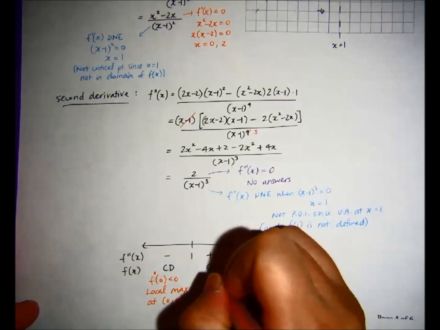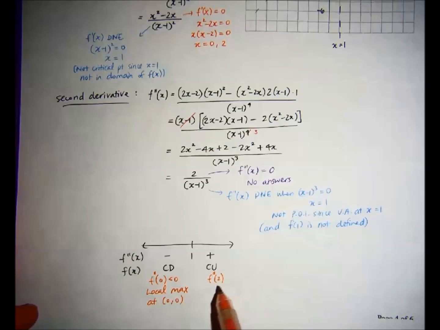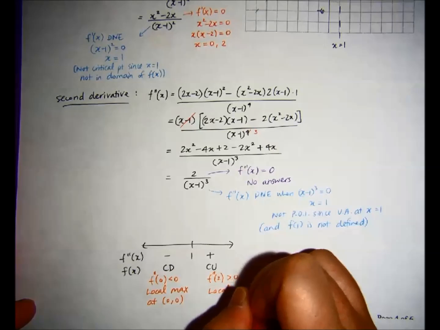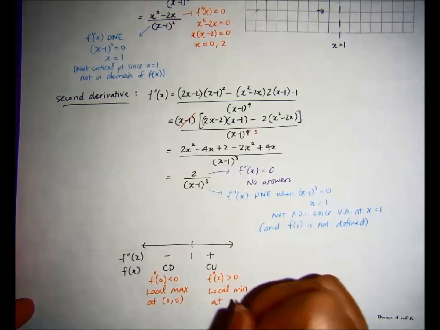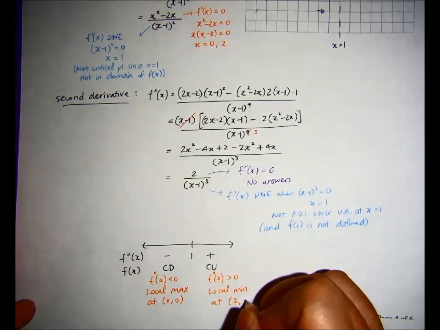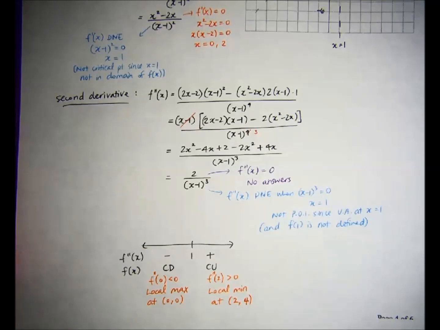So let's do the same thing here. For x equals 2, the second derivative is going to be positive. So that means that we're going to have a local minimum at the point 2, 2 squared minus 1. So that's going to be 2, 4. So that's it. We can just plot these 2 points, and that's all the information that we have.